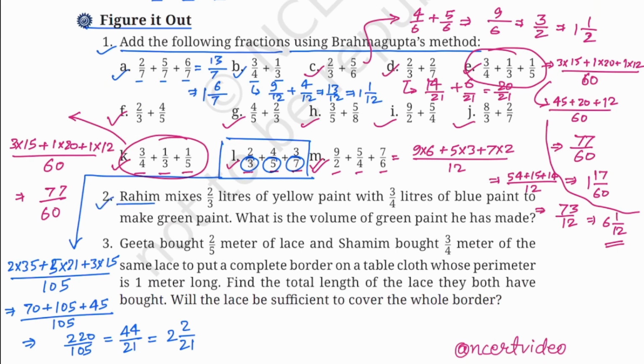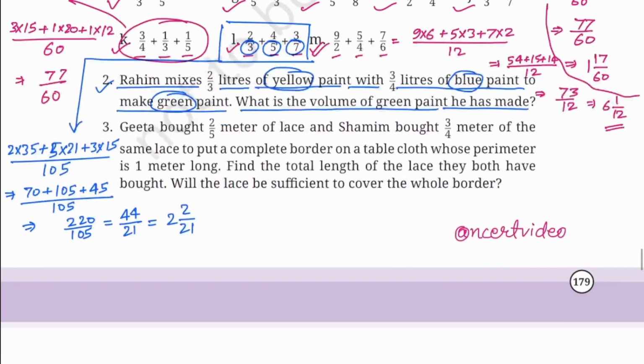2. Rahim mixes 2 upon 3 liter of yellow paint with 3 upon 4 liter of blue paint to make green paint. What is the volume of green paint he has made? Yellow when mixed to blue will give you green. You have to add 2 upon 3 to 3 upon 4.